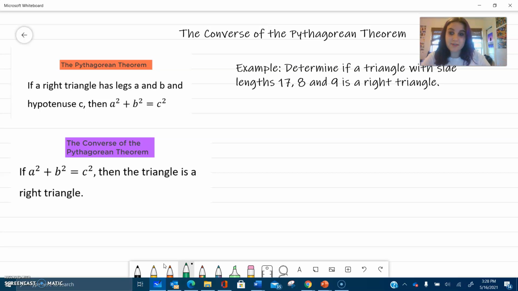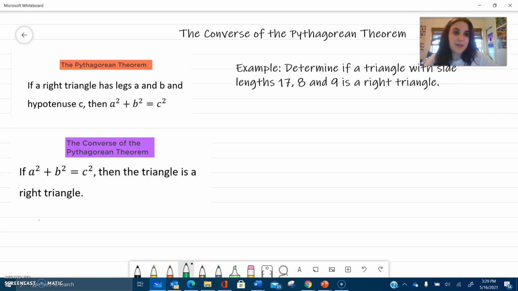The converse of that is what if I'm given the three sides of any triangle? If those three sides satisfy a squared plus b squared equals c squared, then I know it's a right triangle. If they don't, then it's not a right triangle. So that's how the converse works.